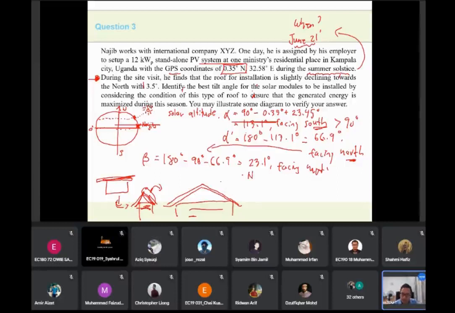Ini macam tak tepat sangat, but okay lah. South, and this knots declining towards the knots. So this one is facing to the knots already with the 3.5 degree. While our T angle, let's say this is the module, it's not actually correct lah. I mean the figure. Okay.